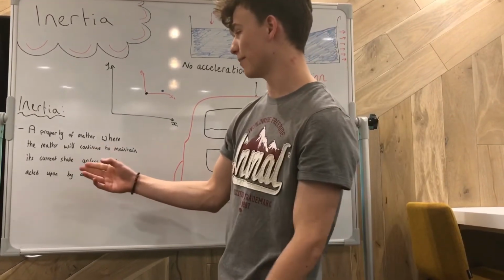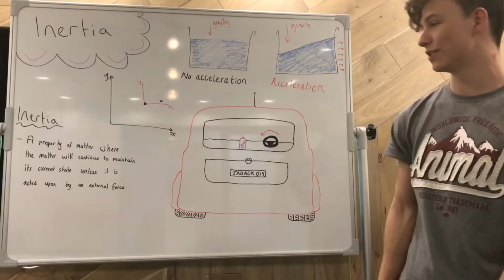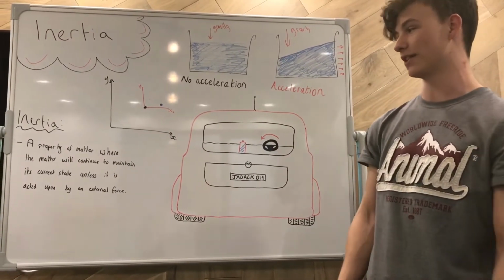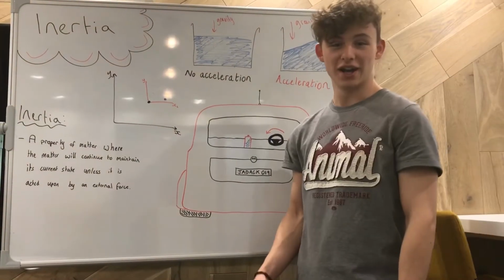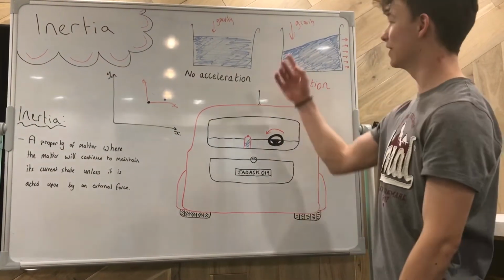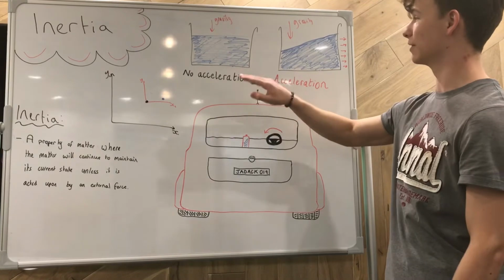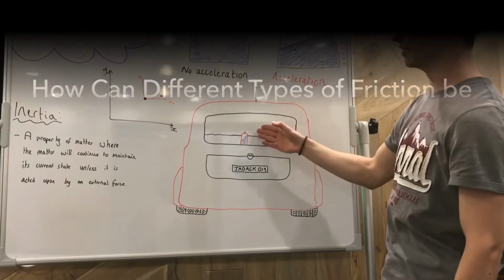Inertia is a property of matter, where the matter will continue to maintain its current state unless it is acted upon by an external force, which is then proven here. And this is shown here because the water would stay the same, but because there was a force acting upon it, it has changed shape, as in the video.